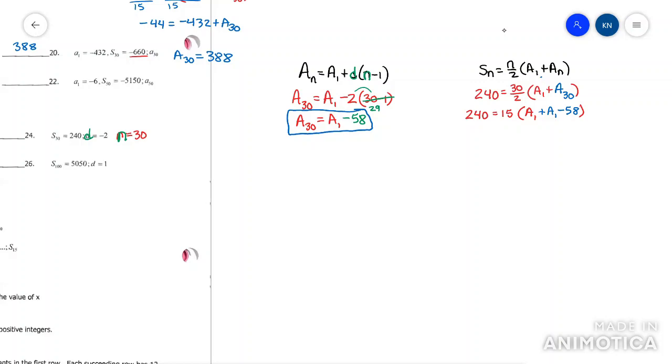Now you can just clean it up and solve. So here's what it would look like. Divide by 15. So you get 16 equals A1 plus A1 combined to form 2A1, and then you have that minus 58. So now you can just add 58 and divide by 2. So let's see, that's 74 equals 2A1. Divide by 2. A1 is 37. I know that was rather confusing, so we're going to do another one.